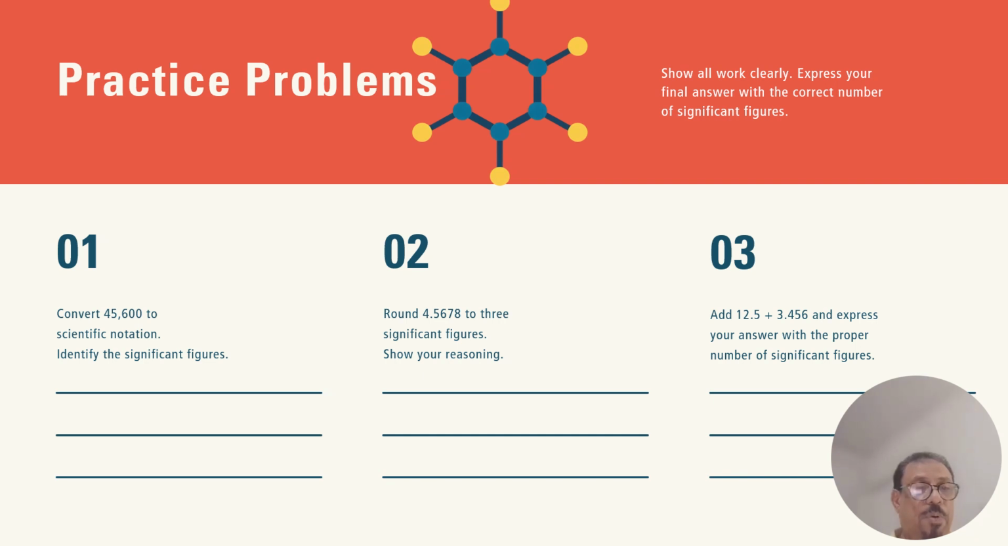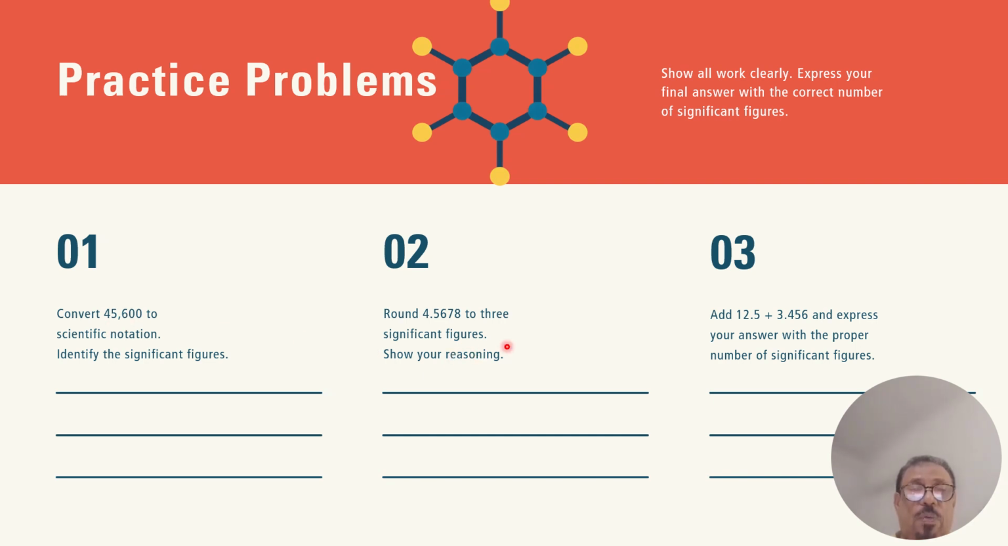Also, this is another practice problem. Convert 45,600 to scientific notation. Look here, how many decimal places are you going to move? How many steps? 1, 2, 3, 4. Now you can answer it.